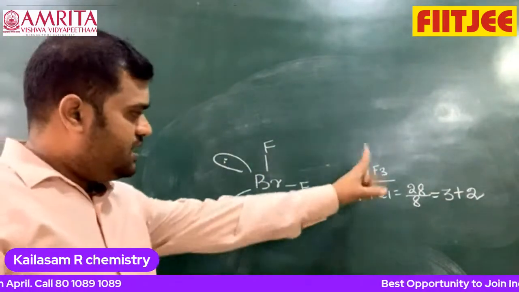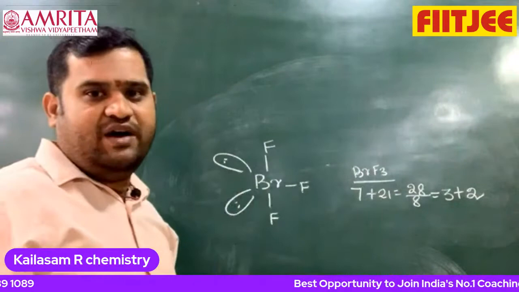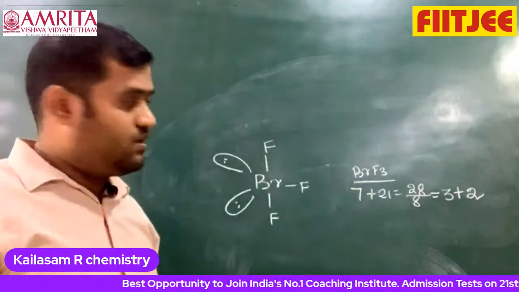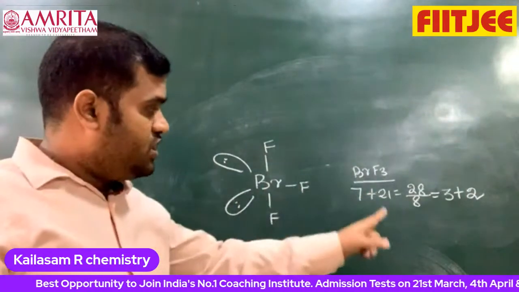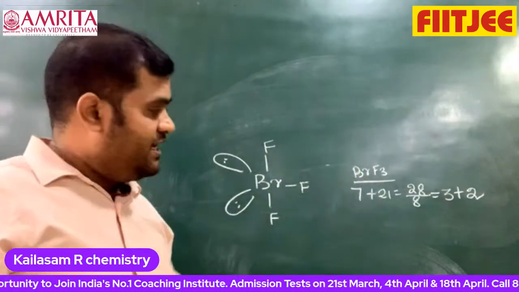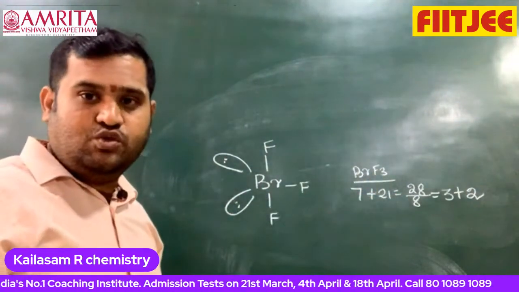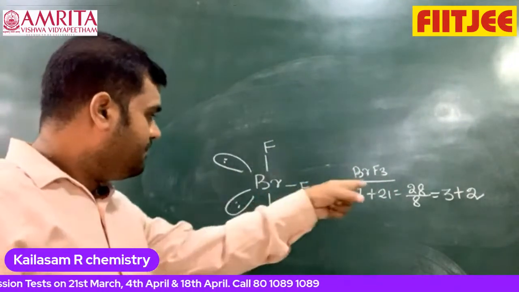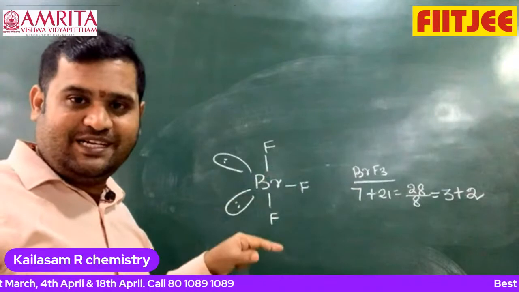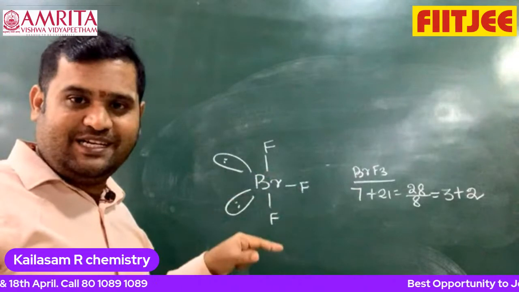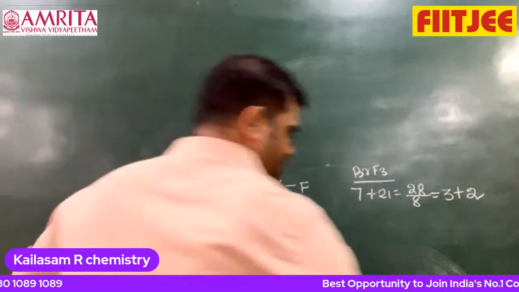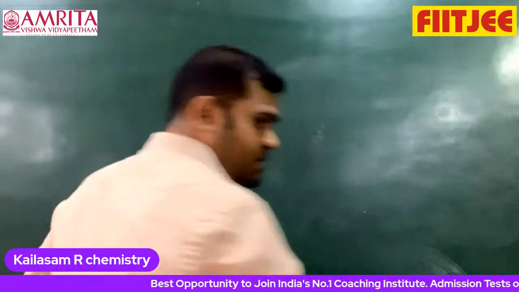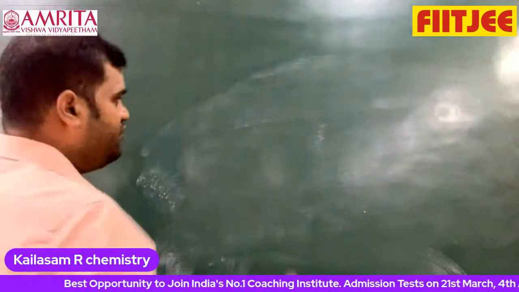What is the method? BrF3, bromine. The valence electron of bromine is 7 and fluorine is 7. 21 plus 7 is 28. 28 by 8 is 3 plus 2. Therefore, this is T shape. If the lone pair is present, they are deviating from the ideal shape. Now look at that. Next will be XeF2.